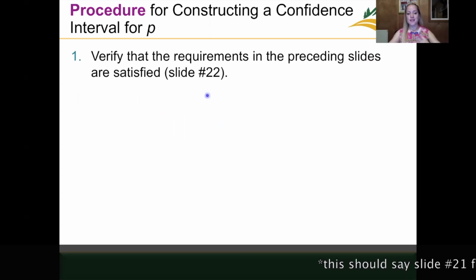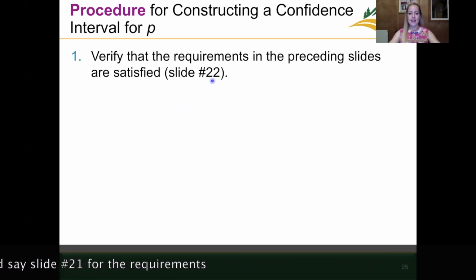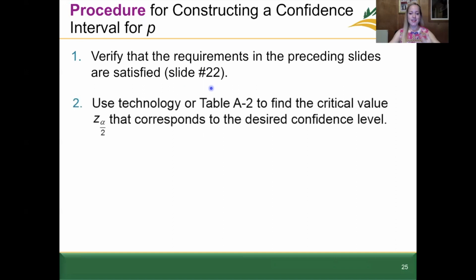Number 1, verify that the requirements in the preceding slides are satisfied. In this slide deck, go back and look at slide number 22. Step number 2, use technology, so Excel or Table A2, to find the critical value that corresponds to z subscript alpha over 2. In order to find this, you need to know your desired confidence level, then find the corresponding alpha value, divide alpha by 2, then get 1 minus alpha over 2 to find the cumulative area from the left, then find the corresponding z-score that relates to that cumulative area from the left in a standard normal distribution.